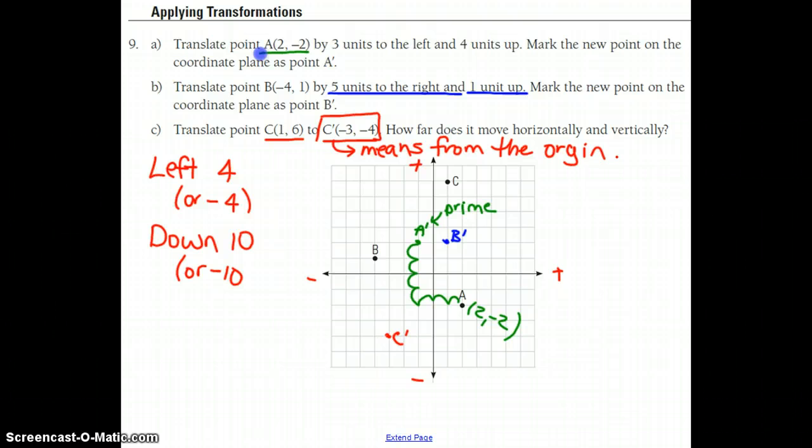Now C is a little bit different because it says you've moved from point C to the coordinate -3, -4. Then it's asking you the opposite. It's asking you how far you had to go to get there. So to get there, you went 1, 2, 3, 4 in the negative direction, so -4 or 4 left. Then you went down 1, 2, 3, 4, 5, 6, 7, 8, 9, 10. So it'd be down 10 over 4.